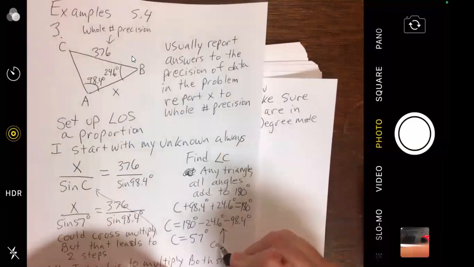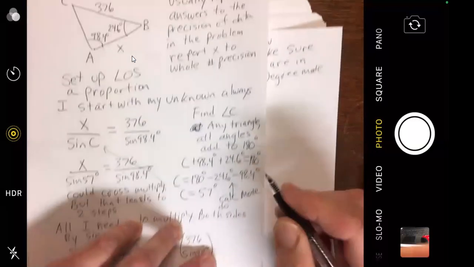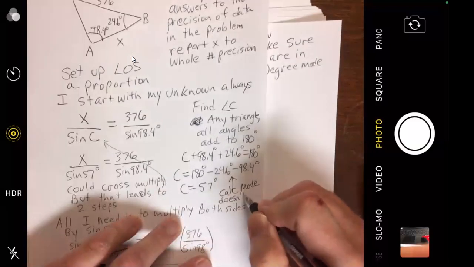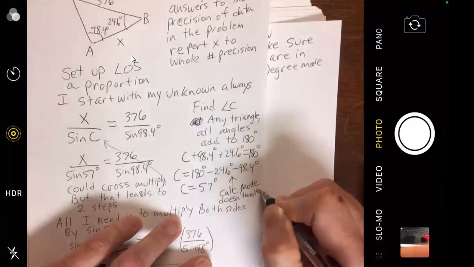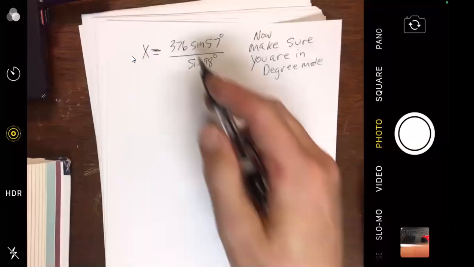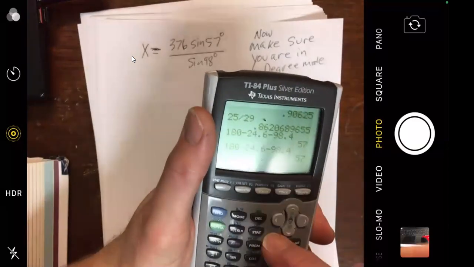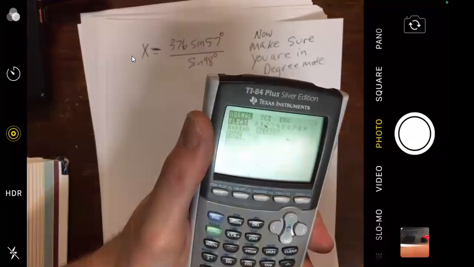Here, calculator mode doesn't matter. If you're just combining numbers and not taking a function of them, it doesn't matter. But it matters here. Am I in degree mode? I am now.